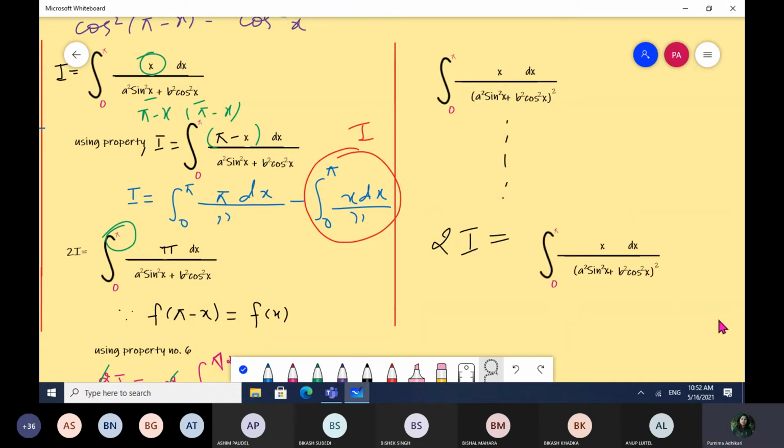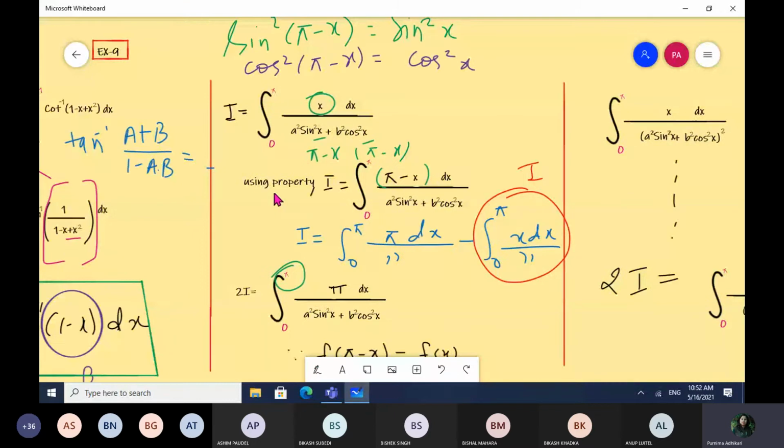Okay, where there is x, in place of x, you're going to get pi. Yes, ma'am. How did that happen? You see, let's realize it. What had we done just before? First, we applied property number 4. Wherever there is x, we replace it by pi minus x.